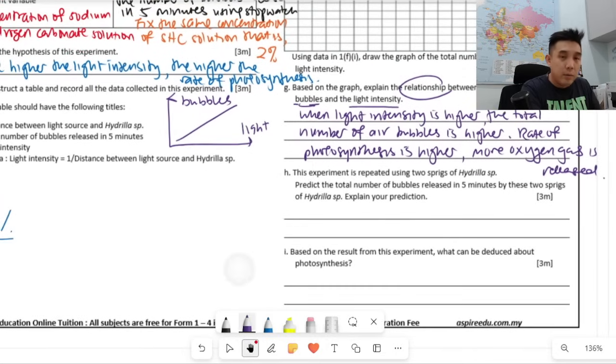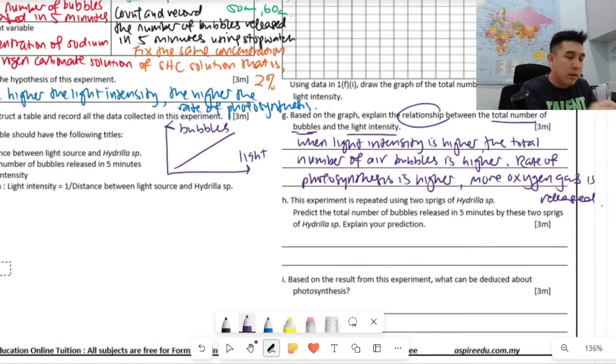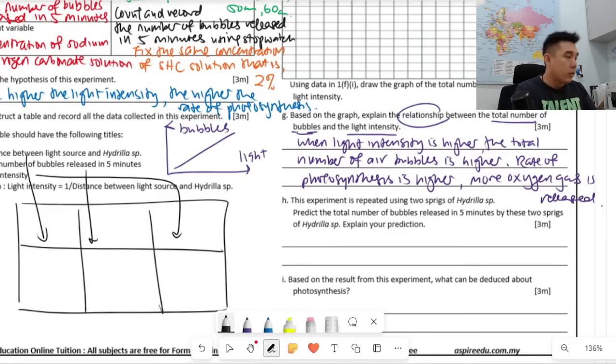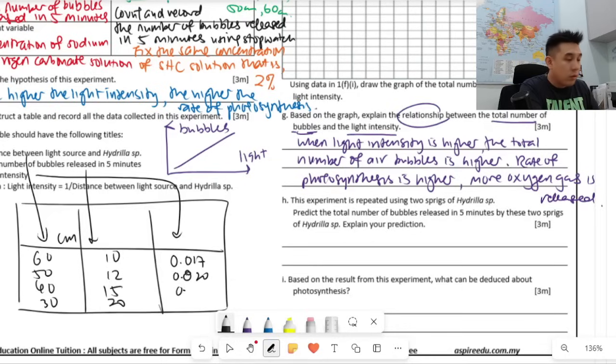A simple one, guys, because normally table is not a problem, but sometimes they would have provided you with the table already. Okay, let's say you have the distance here, total number of bubbles, light intensity. Since we only have a few data, we can settle everything in 1 minute. Of course, don't forget to put the unit on top. And air bubbles will never have unit, so you just keep it as such. The light intensity here is 0.017, here 0.020, 0.025.